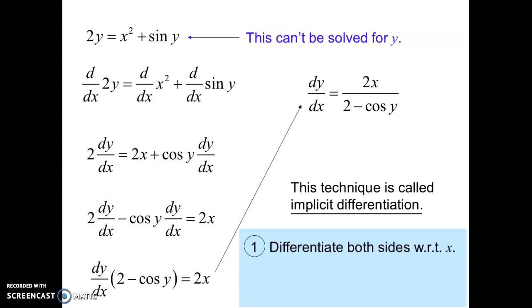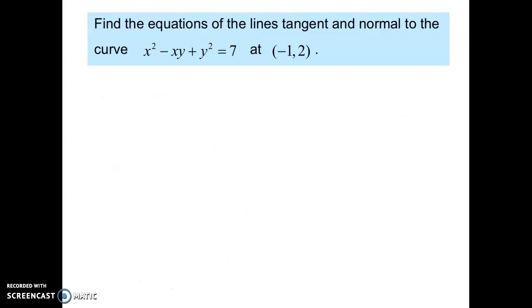Here's our procedure. We simply differentiate both sides with respect to x every term along the expression. And then secondly, use our algebra to solve for dy dx, get dy dx by itself using algebra. So let's do another expression here.